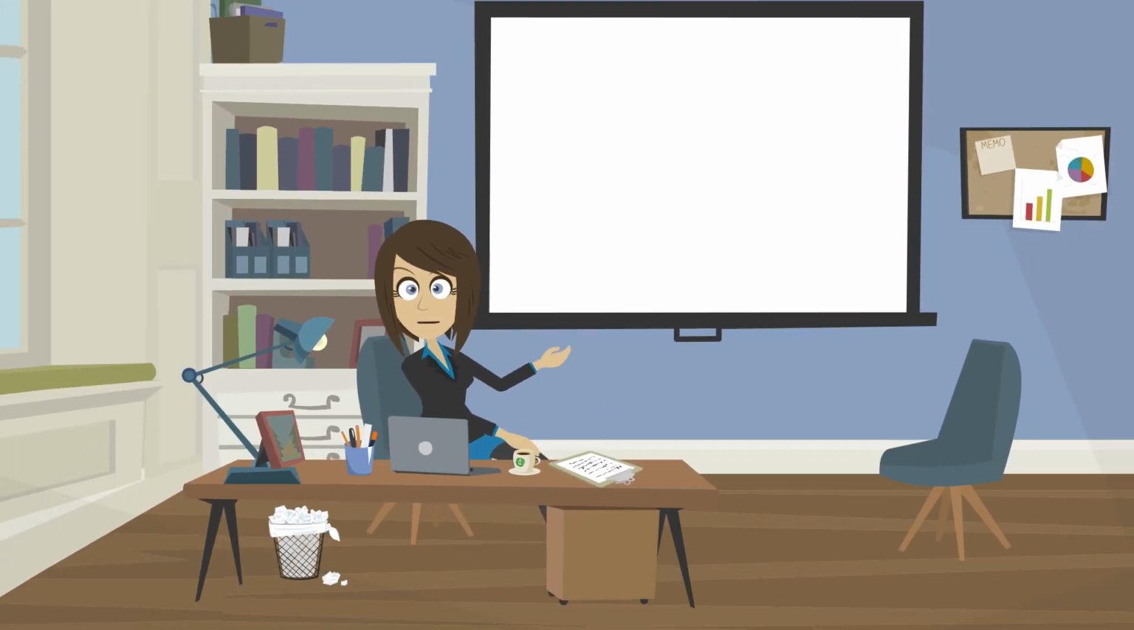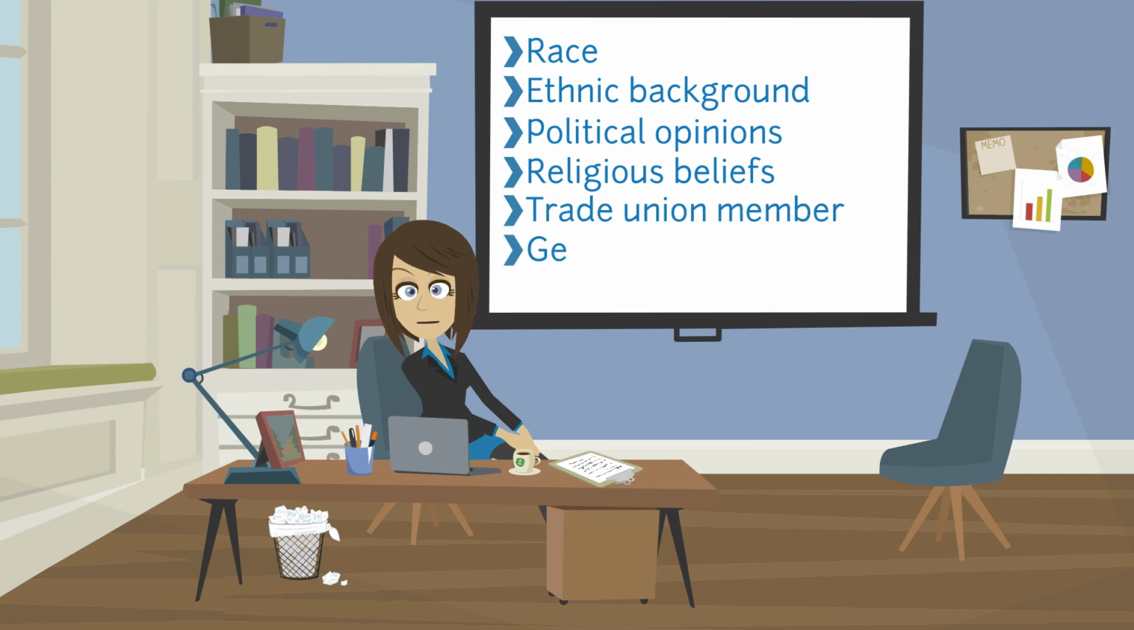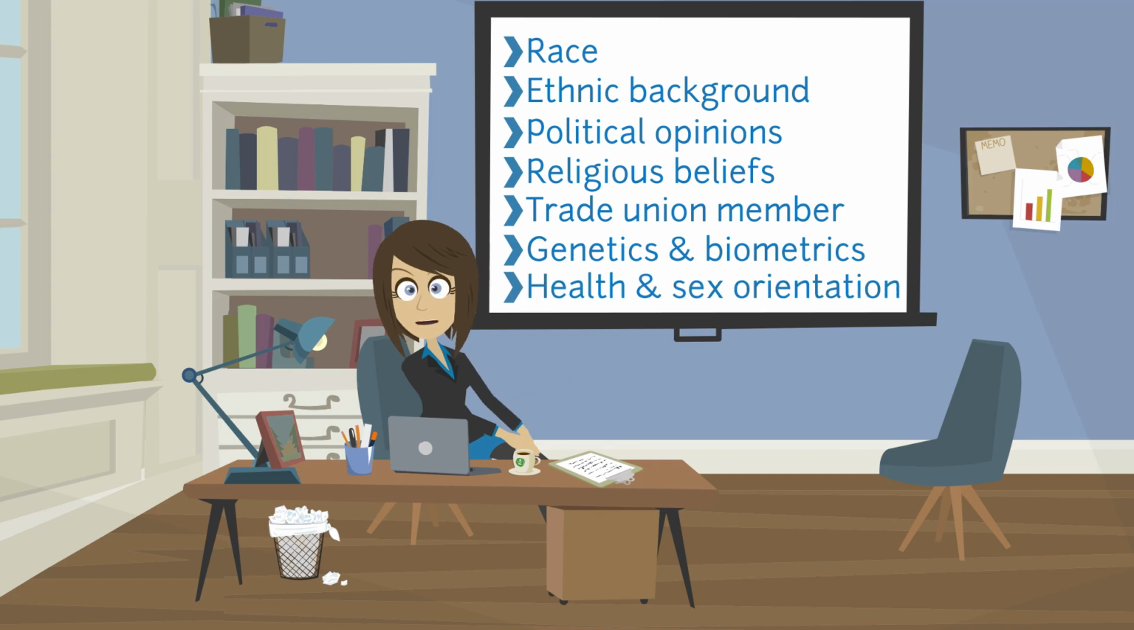There is stronger legal protection for more sensitive information such as race, ethnic background, political opinions, religious beliefs, trade union membership, genetics, biometrics, where used for identification, health, sex life or orientation. There are separate safeguards for personal data relating to criminal convictions and offences.